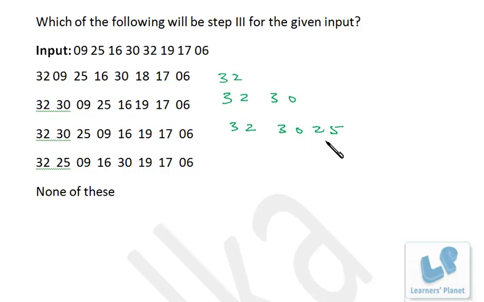After 25 there will be no change. We have to arrange the numbers as they are. So it's 9, 16, 19, 17 and 6. Okay, so that's 32, 30, 25, 9, 16, 19, 17 and 6. So that's the correct choice. Okay, you need not write all the numbers once again.